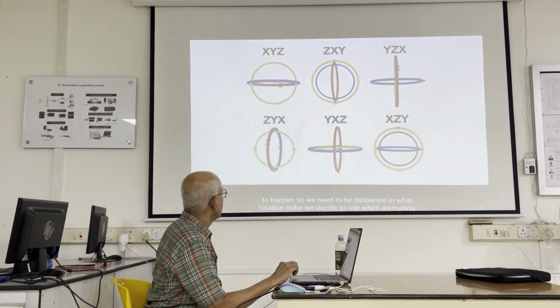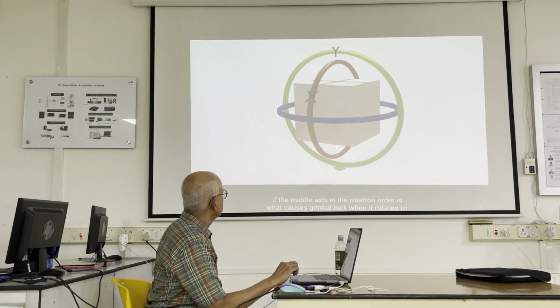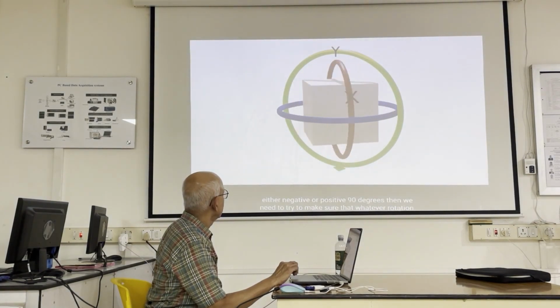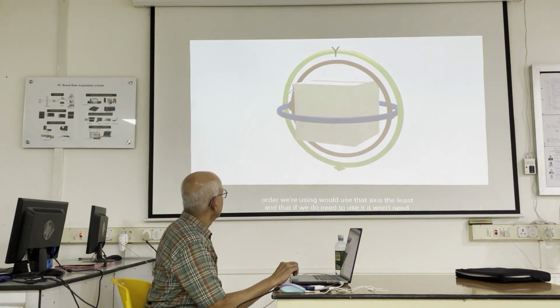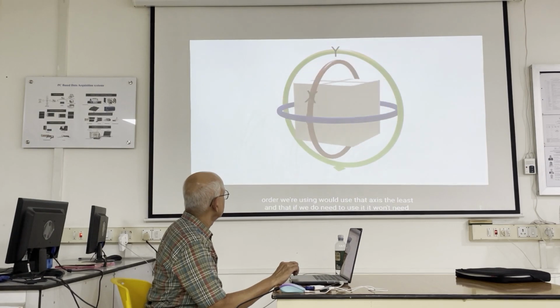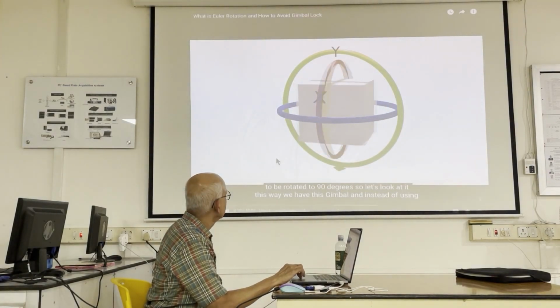So we need to be deliberate in what rotation order we decide to use when animating. If the middle axis in the rotation order is what causes gimbal lock when it rotates to either negative or positive 90 degrees, then we need to try and make sure that whatever rotation order we're using would use that axis the least. And that if we do need to use it, it won't need to be rotated to 90 degrees.